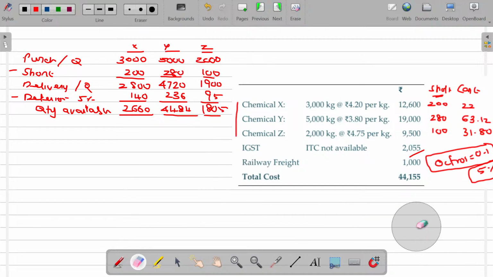Now, the quantity we found out after subtracting the shortage, we now found out the number of units we can use for the production purpose. Come on, tell me, whatever the cost you spend, will you calculate cost per unit based on the 3000 or based on 2660?